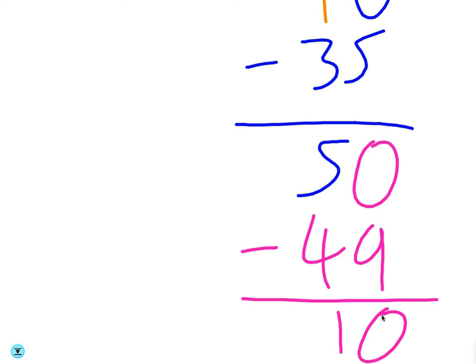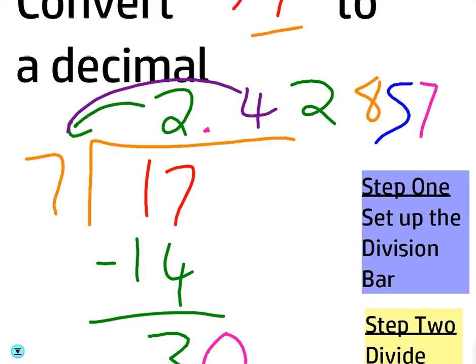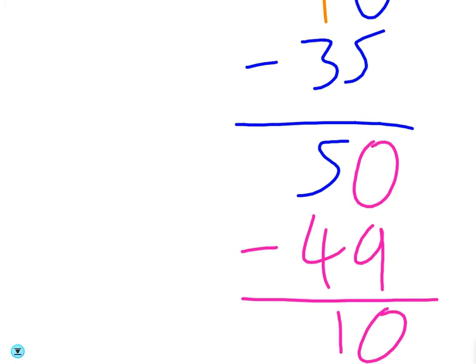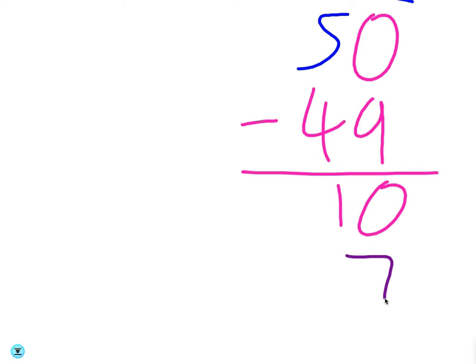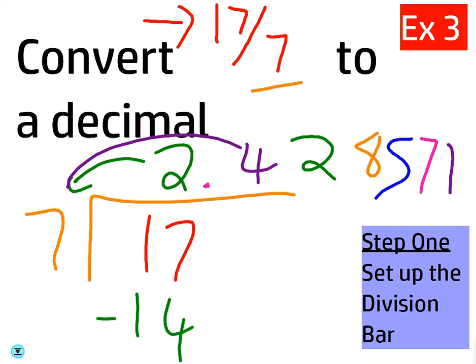How many times does 7 go into 10? Once. 1 times 7 is 7. Subtract that, that's 3, which is 30. Now we get back to the 4. Okay? Now you could keep doing it.